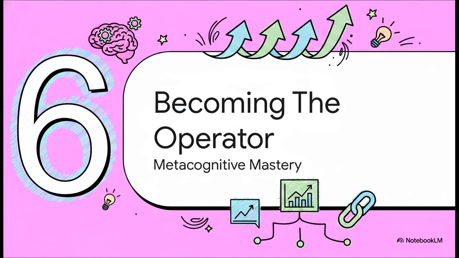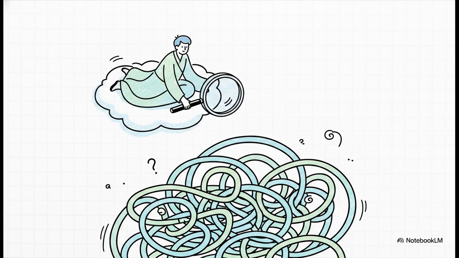Section 6, becoming the operator, metacognitive mastery. The ultimate mastery of the IAM method is achieving a state of metacognition. It's activating what the method calls the great observer. Basically, you step back and monitor your own thoughts and emotions from a bird's eye view. You stop being a reactive performer desperately applying tools just to survive the day, and you become a fully regulated operator of your own biology. You're no longer trapped inside the system, reacting to every bump in the road. You are the one running it.